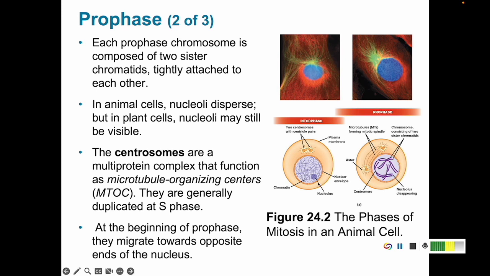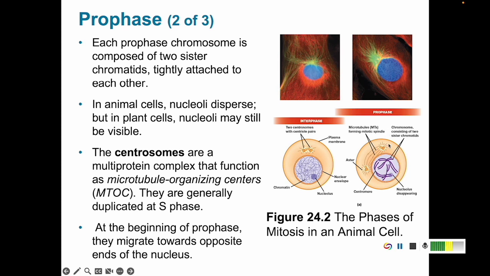In your animal cells, your nucleoli are disappearing. So here's the nucleolus of an interphase cell. Here's the nucleolus disappearing in the prophase cell. It's still a little bit visible. It can be visible here. But your cell is not really doing a lot of protein creation at this stage, so it doesn't really have the need of a nucleolus to be around forming that ribosomal RNA.